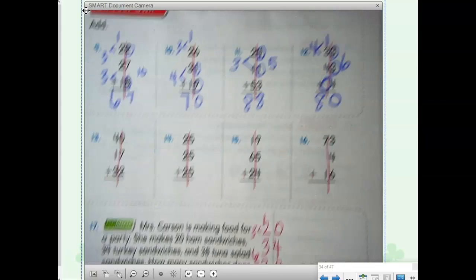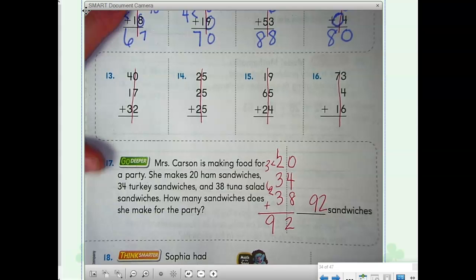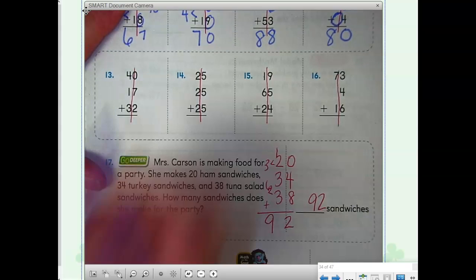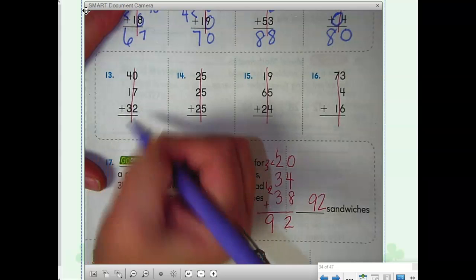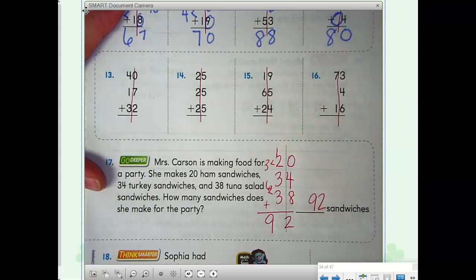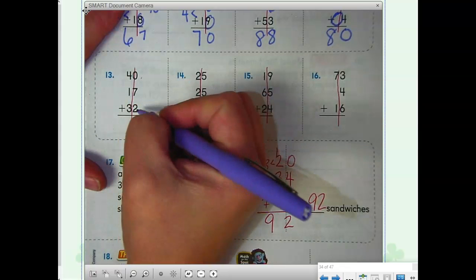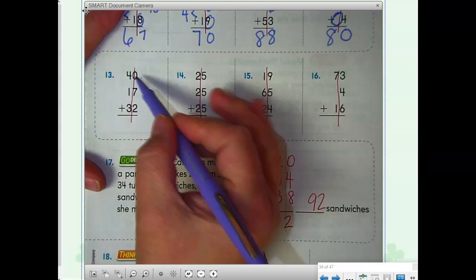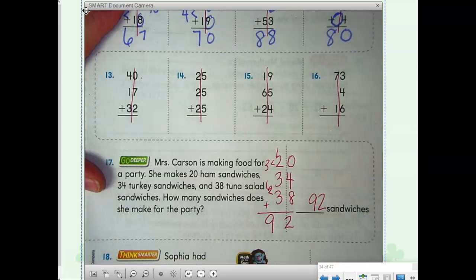All right, I'm going to slide mine up so we can see number 13. 40 plus 17 plus 32. All right, we have 0 plus 7 plus 2. Remember, does that 0 make a difference? No, it's like a grape. We just eat it up. It's just there to be a placeholder.